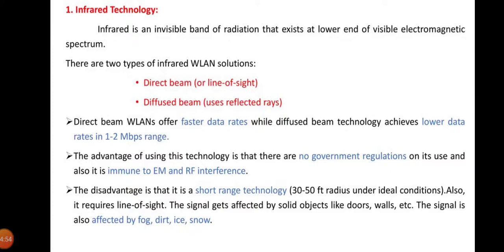And two types of infrared WLAN solutions are available, that is diffused beam and direct beam. When used indoors, it can be limited by solid objects such as doors, walls, or racking. In addition, the lighting environment can affect the signal quality. For example, loss of communication may occur because of a large amount of sunlight or background light in an environment.